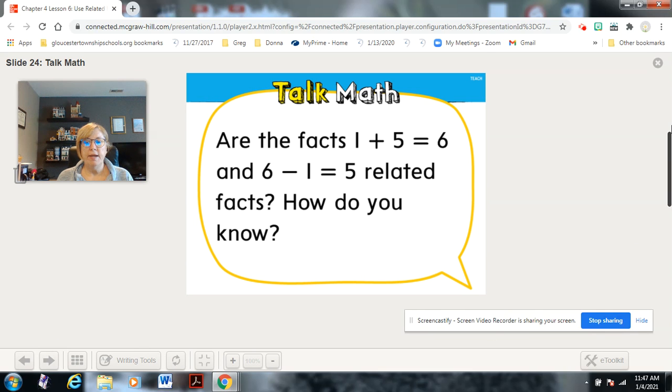All right, so let's look at this. Are the facts 1 plus 5 equals 6 and 6 minus 1 equals 5 related? Say the answer out loud. Tell your adult. How do you know? That's right. The first fact, the addition, has numbers 1, 5, and 6. And the subtraction has a 1, a 5, and a 6. So they are the same group of numbers.